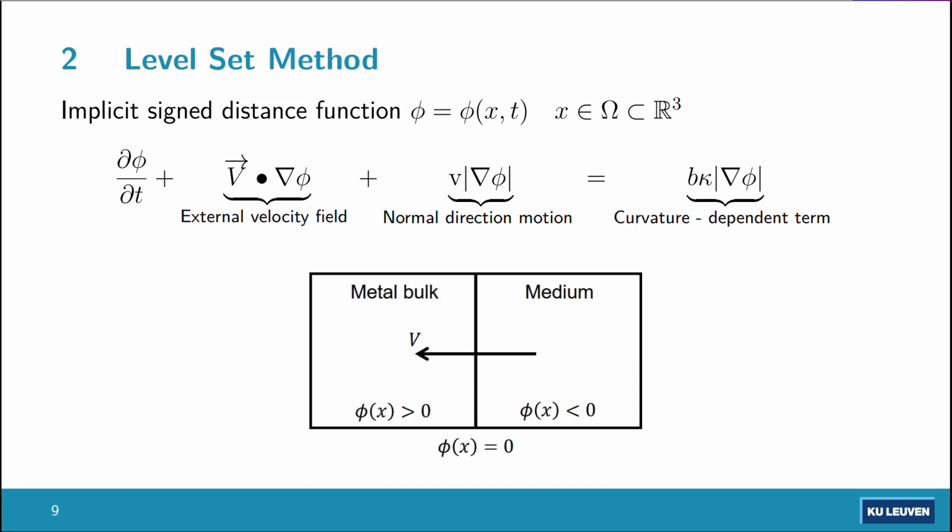And inside the material, inside the metal bulk, the function is positive, and outside it is negative. So by calculating where it's positive through the space, by integrating through the space, as I will show you in the upcoming slides, we can calculate the material loss.